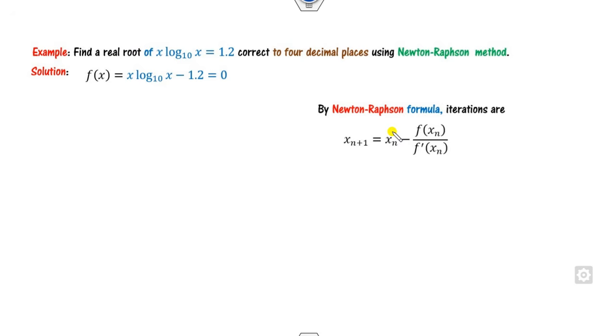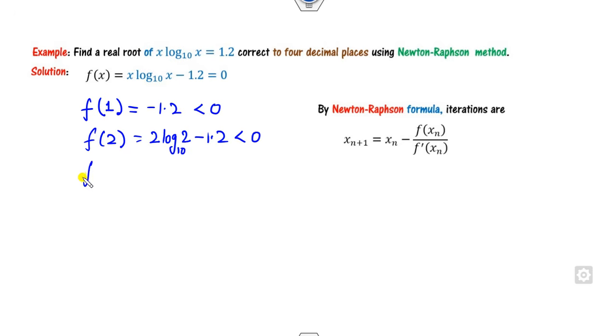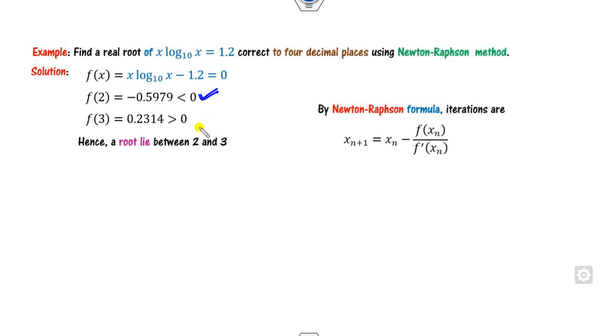Okay, look at one more example. Find the real root of this equation up to 4 decimal places. Again, the interval is not given to you, the initial point is not given to you, so we can first find the initial point. Clearly, what is f(1)? f(1) is log 1 minus, which is 0. f(2) is 2 log 2 minus 1.2, again less than 0. We can find the value of f(3) and so on. You can see f(2) is less than 0, f(3) is positive, so the root lies between here.